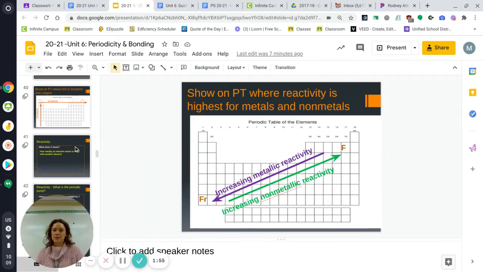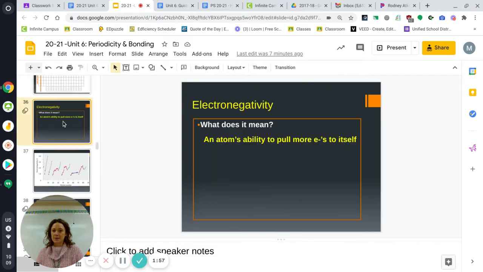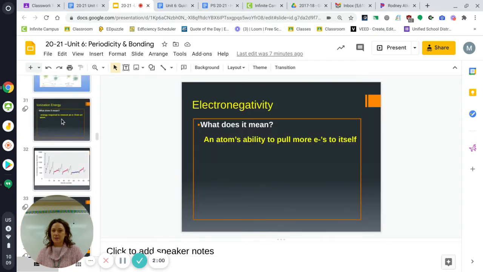Okay, so we're going to start with looking at ionization energy. I got to get back to the right one. I was goofing around over here.